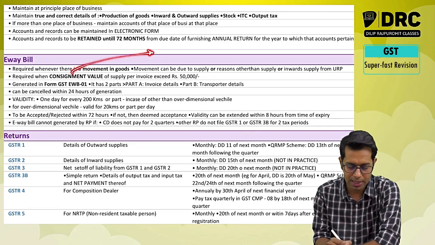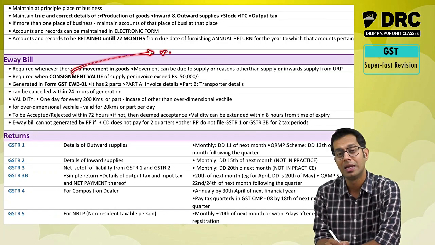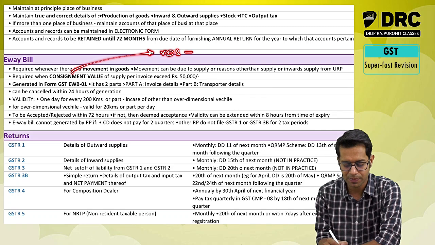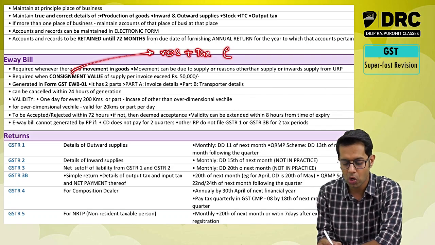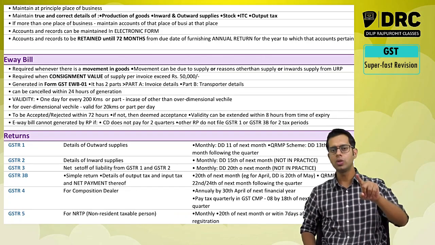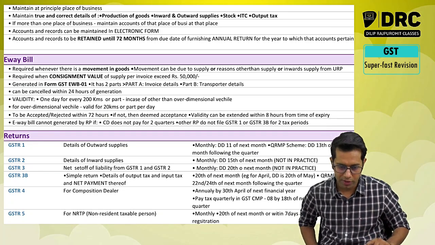When you are taking the consignment value, please also include taxes. Consignment value is the value of supply as per section 15 plus taxes under GST law. It shall not include the value of exempt supply. Consignment value shall include the taxes under GST law, but it shall not include the value of exempt supplies.